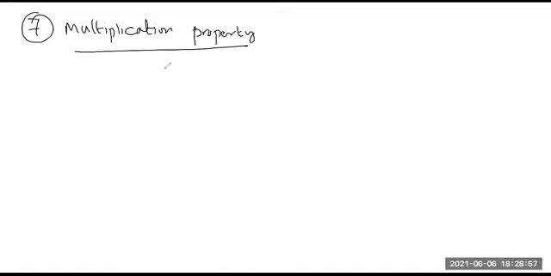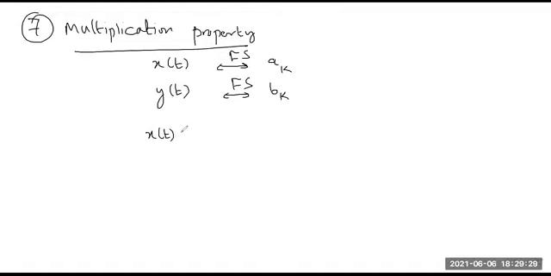So according to the multiplication property, if you have two signals which have the same period, let's say x of t having Fourier series coefficients represented by ak, and another signal y of t, which has the same period as x of t, and its Fourier series pair is bk. Now, if you multiply these two signals together, that is, x of t with y of t, that is why it's the multiplication property. The multiplication of these two signals will result in some other signal z of t. Because both of these signals are periodic with period T, when you multiply two signals with the same period, z of t will also be periodic with the same period.